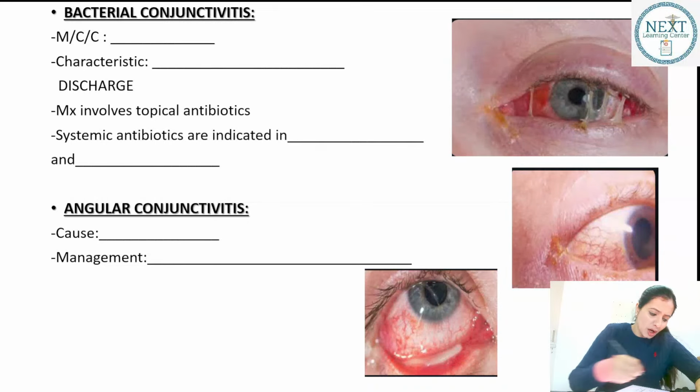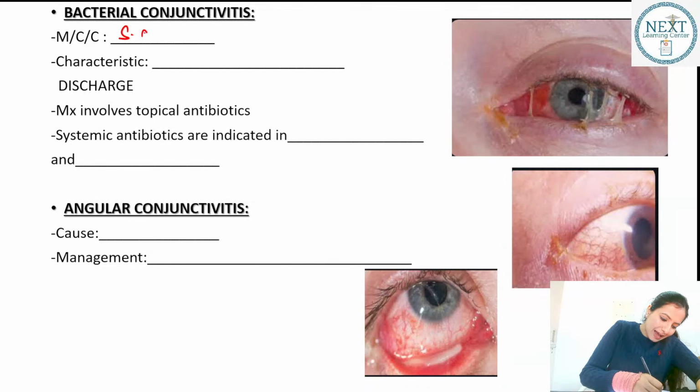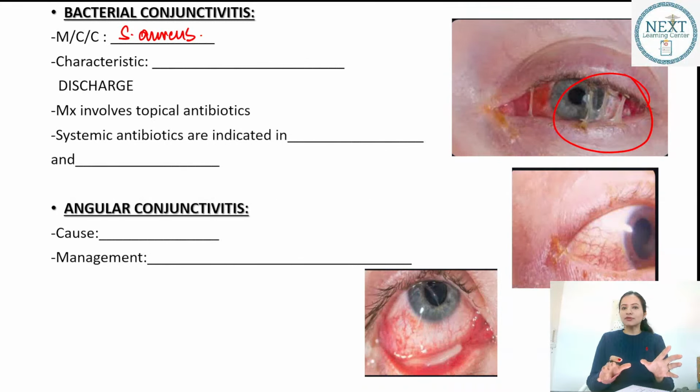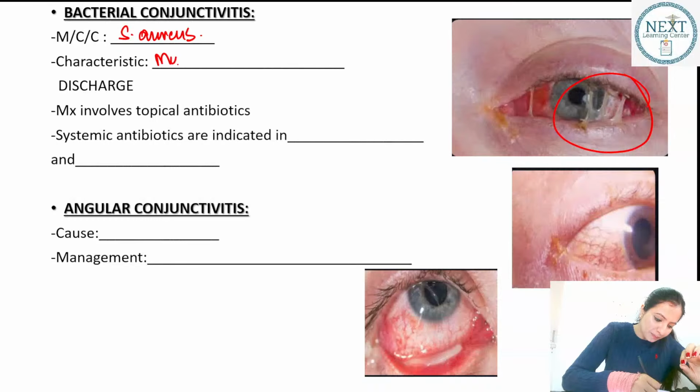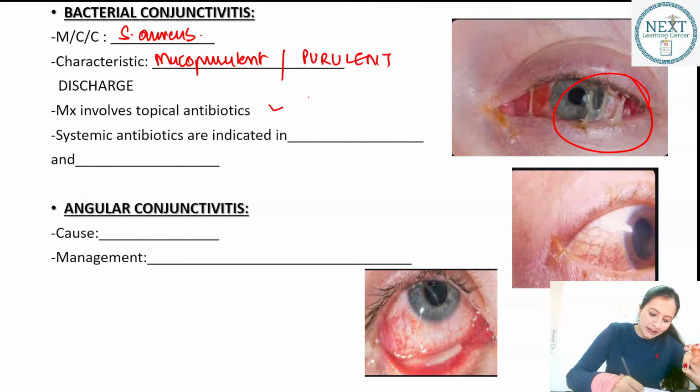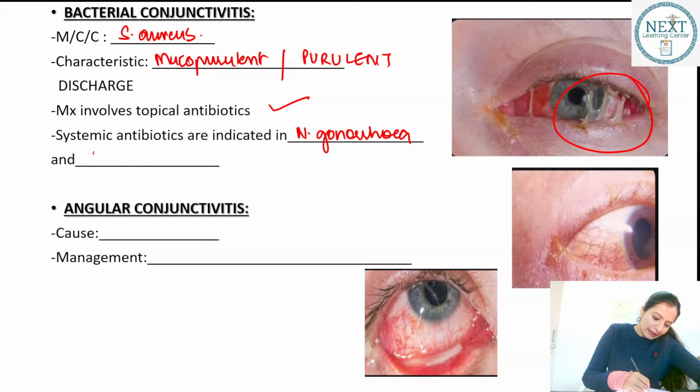Bacterial conjunctivitis, most common cause is Staph aureus. If you look at the discharge, I have told you in all types of conjunctivitis you will differentiate it based on the type of discharge. So if we look at the characteristic of discharge, this is going to be either mucopurulent or purulent. Since it is bacterial, go for antibiotics. Topical and systemic antibiotics are indicated whenever the infection is very severe, as in Neisseria gonorrhoeae and Neisseria meningitidis.